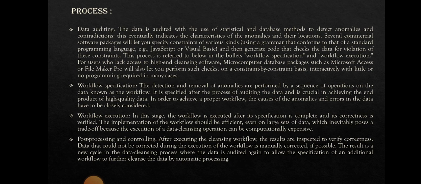Process: data auditing. The data is audited with the use of statistical and database methods to detect anomalies and contradictions. This eventually indicates the characteristics of the anomalies and their locations. Several commercial software packages will let you specify constraints of various kinds using a grammar that conforms to that of a standard programming language, for example JavaScript or Visual Basic, and then generate code that checks the data for violation of these constraints. This process is referred to below in the bullets: workflow specification and workflow execution.